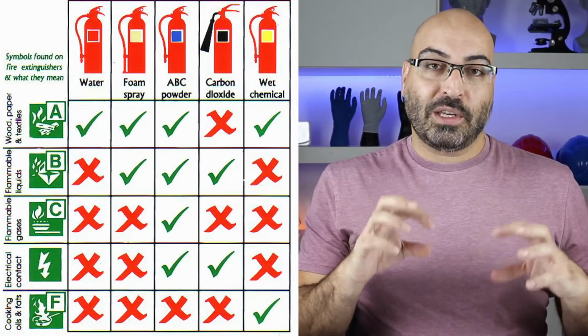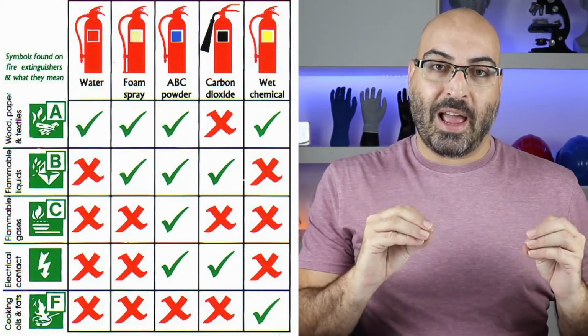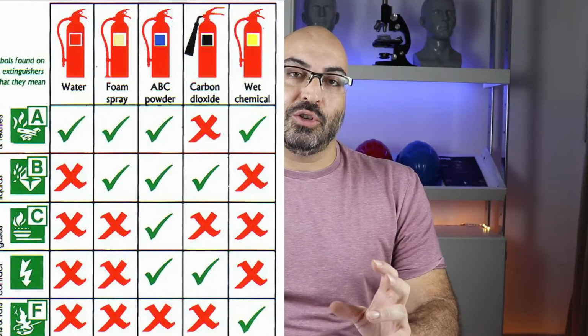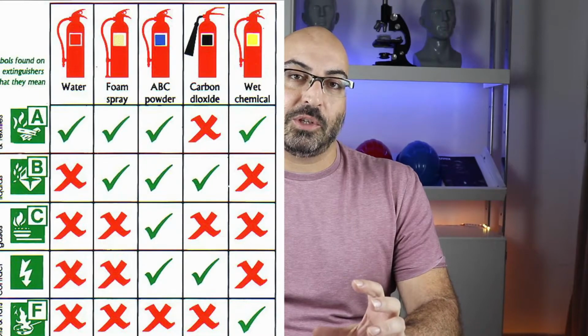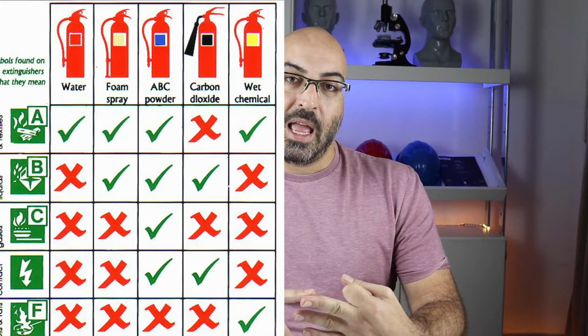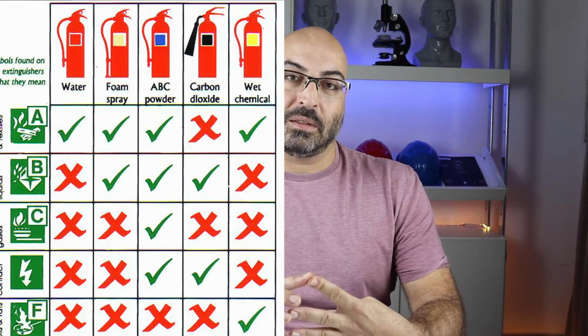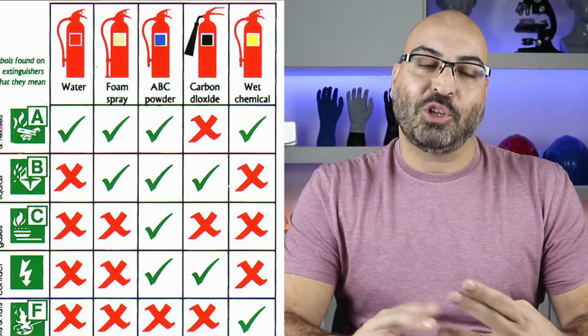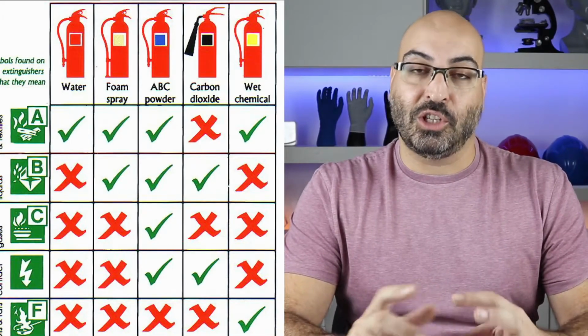Now I'm going to go through all the different fires and explain which fire needs which fire extinguisher. Class A fires are organic materials that are flammable, so paper, wood, and fabrics. With this class of fire, you can use 4 different types of fire extinguishers: foam, dry powder, water, and wet chemicals. Ideally, you should just use foam or water, but if you don't have those 2 and you have the other 2, then you can use them.